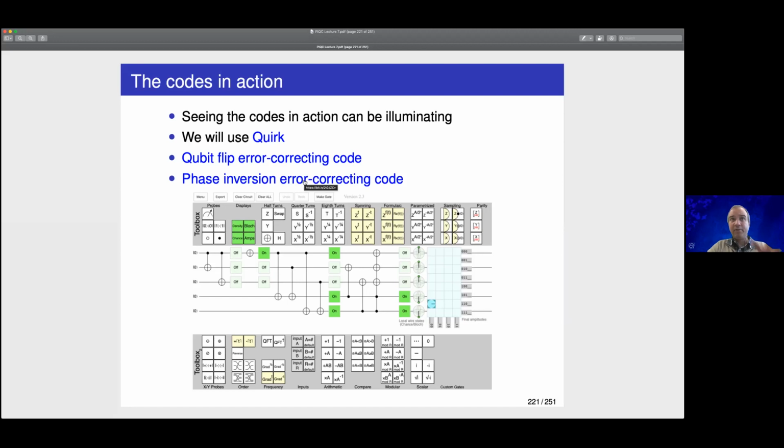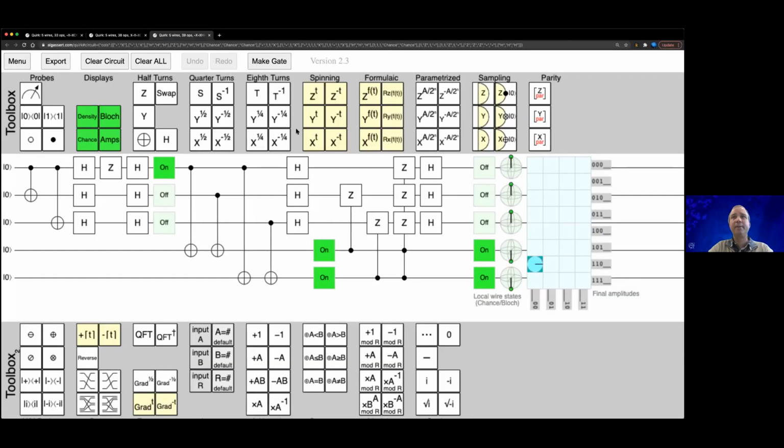The other code, the phase inversion correcting code. Okay, so let me select the browser. Okay, can you see the new code? Yes. Okay, thank you. So the idea is the same, but now we have this correction, this encoding here.